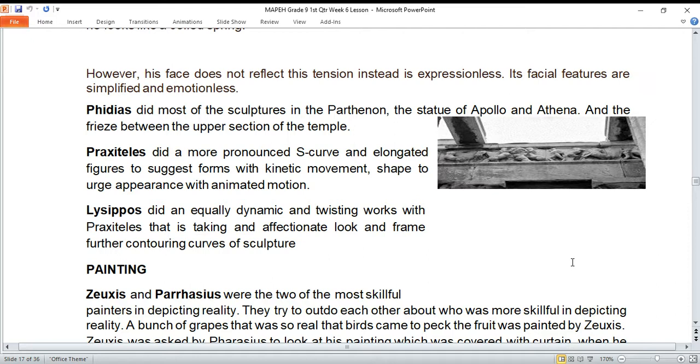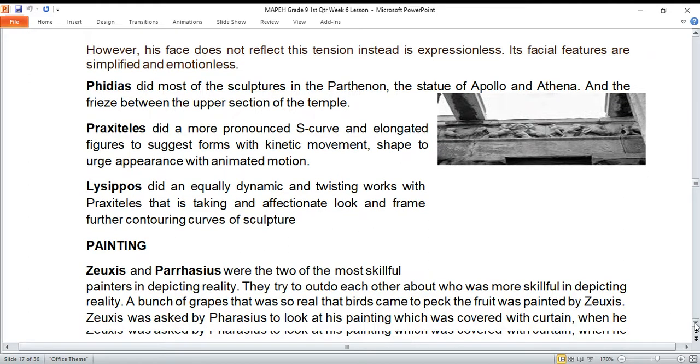Phidias did most of the sculpture in the Parthenon, the statues of Apollo and Athena, and the frieze between the upper section of the temple. Praxiteles did a more pronounced S-curve and elongated figures to suggest forms with kinetic movement, shaped to give the appearance of animated motion. Lysippos did equally dynamic and twisting works with Praxiteles, taking an affectionate look and framing further contouring curves of sculpture.